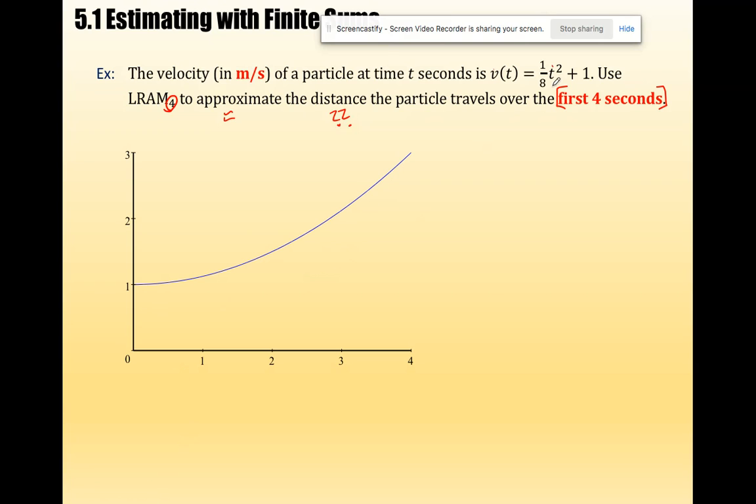Well, there's my parabola, right? 1/8 t squared plus 1 starts at 1. It's relatively wide. But what are the units on your y-axis? Your units on your y-axis are meters per second. What are your units on your x-axis? Seconds. They wanted me to use LRAM over start at 0 and stop at 4.